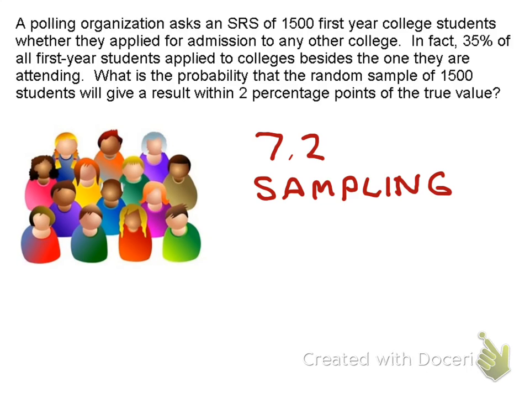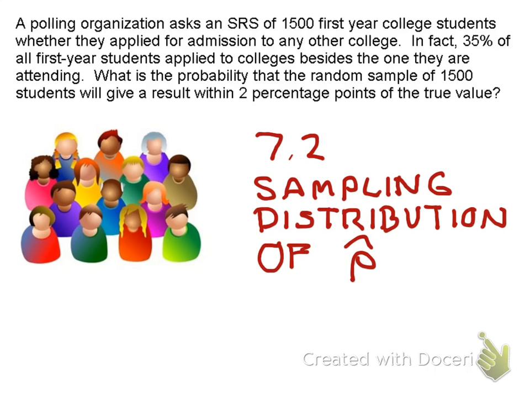This video is for section 7.2, the sampling distribution of p-hat. And in this section, we're going to take a look at what happens when we take surveys involving proportions. So if we take a look at the example we have today, we have a polling organization.